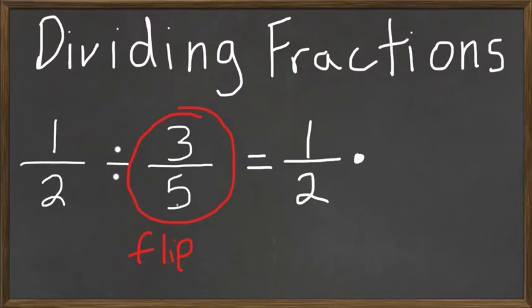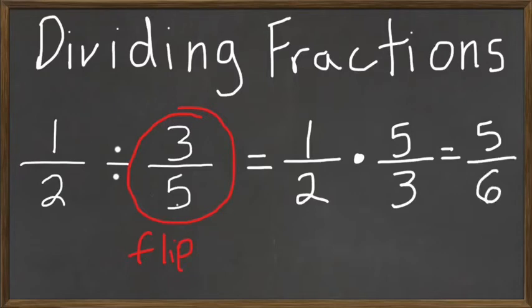So we write the 5 on the top there in the numerator and the 3 on the bottom in the denominator. Now we're ready to just multiply across. 1 times 5, we get 5. 2 times 3, we get 6. And that's our answer, 5 over 6.